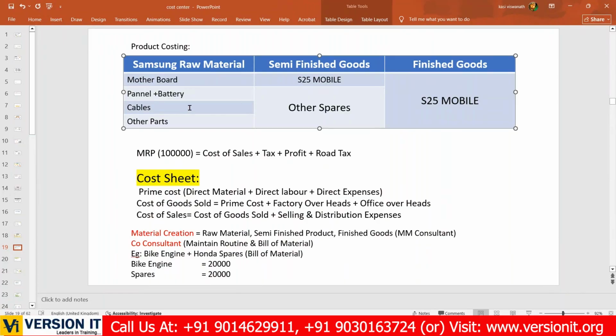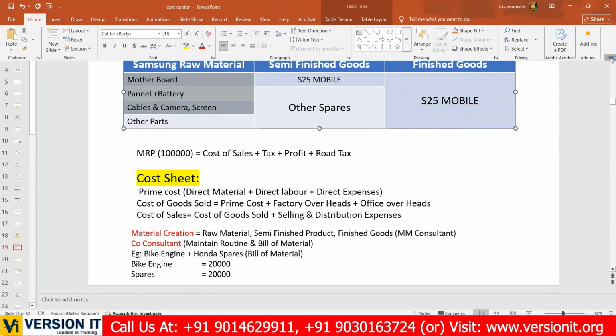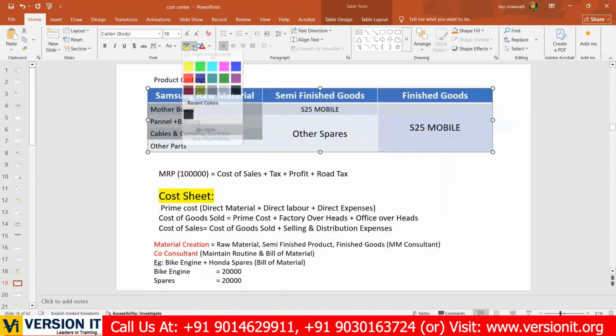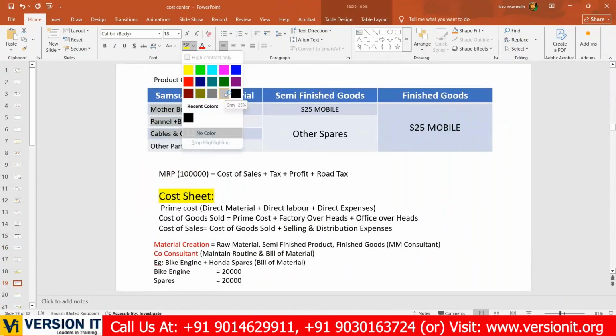So cables and camera, screen. These three are S25 mobile related, and other parts come under other spares. Fine. I highlighted colors for color identification, so you can see which color we chose.